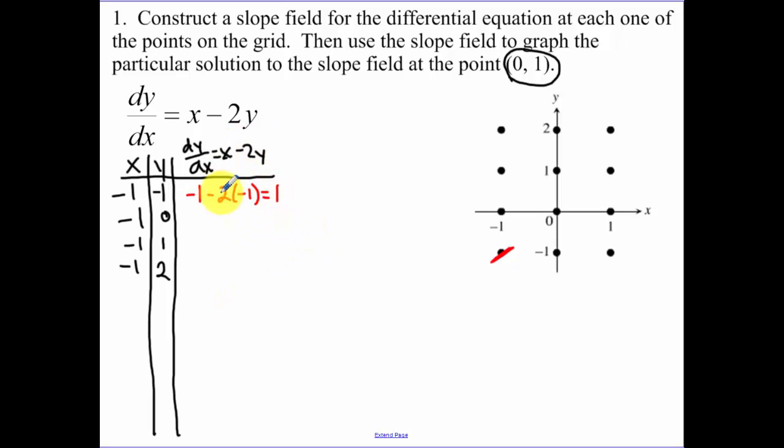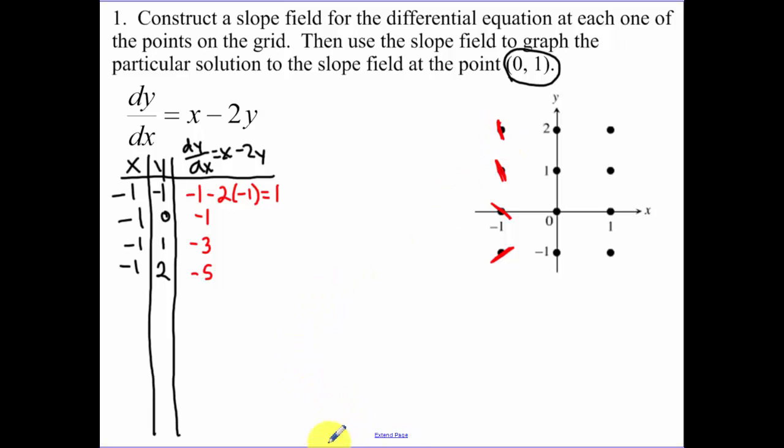When I plug in negative 1 and 0, we get negative 1. So I have a slope that's sloping negative. When I plug in negative 1 and 1, we get negative 3. So a little bit steeper. Try and make sure you can tell a difference. When I plug in negative 1 and 2, we get negative 5. So even steeper.